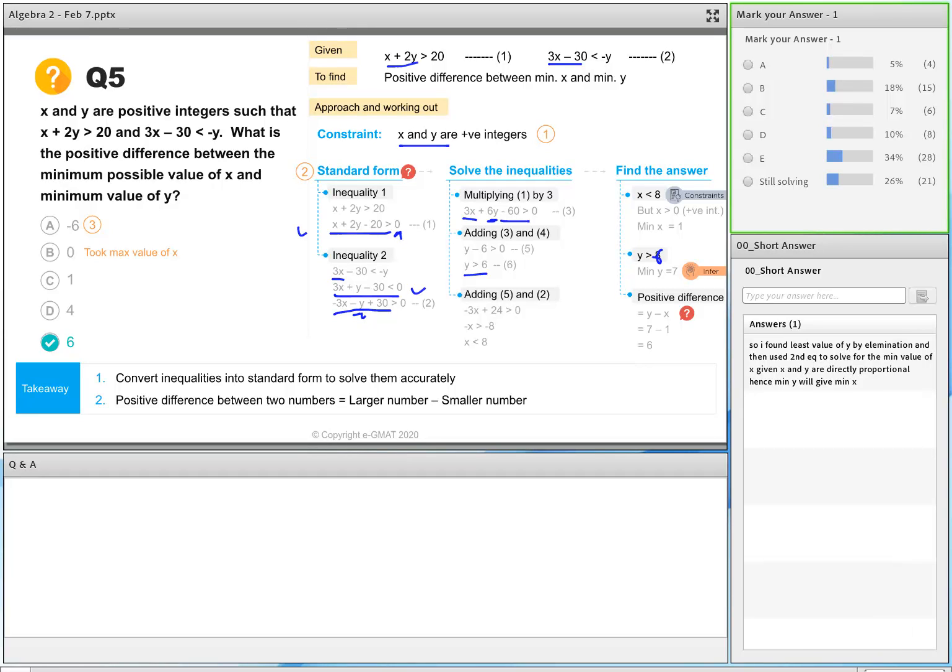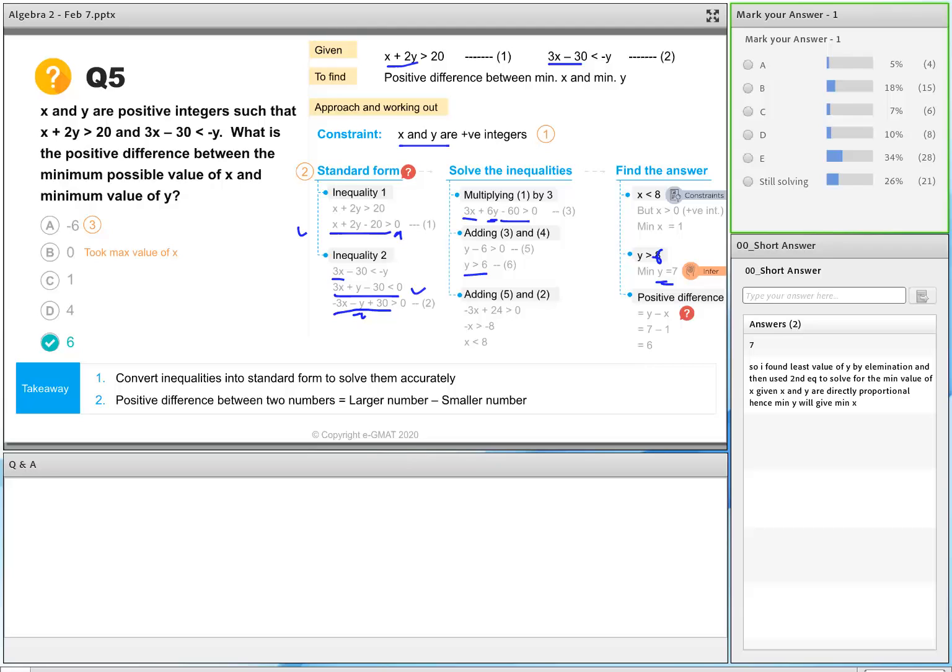So if y is greater than 6 and y is also an integer, what is the minimum value of y? The minimum value of y is 7. This is something that we need to infer. If y is greater than 6, I need to find an integer. The minimum integer which is greater than 6 is 7. So I got the value of y.